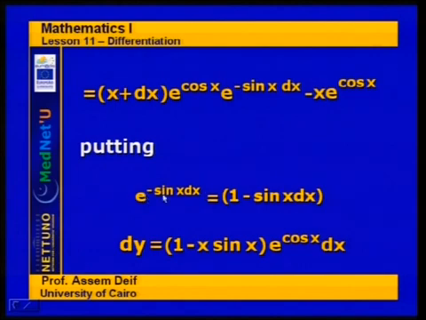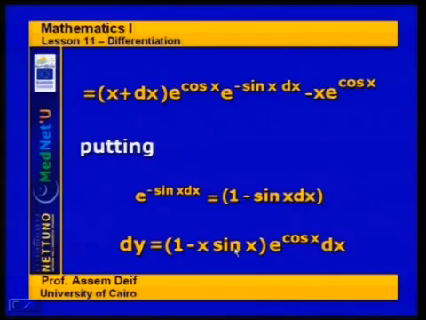Finally, you end up with minus sine x dx, which is equal to 1 minus x sine x dx, and you end up with a formula like this. This is the formula that you finally obtain. And if you wish to calculate dy by dx, which is the derivative, it's simply equal to the product of 1 minus x sine x times e to the cosine x.